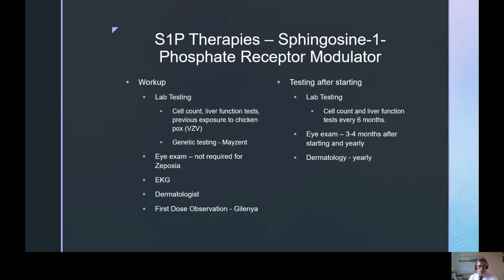It's also important that if you miss several doses, especially early on, you may have to repeat the first dose observation, or with the other medications, there is a titration up to the maintenance dose. You may have to repeat that. So please keep your clinician informed if you do miss any doses, because potentially you may have to restart that process. There's testing afterwards, which includes laboratory testing, usually every 6 months. We talked about the eye exam 3 to 4 months after starting these medications. And then for this class of medications, I prefer yearly and then seeing a dermatologist yearly.